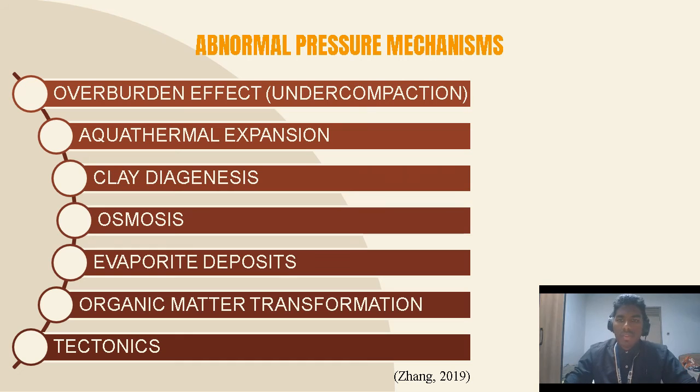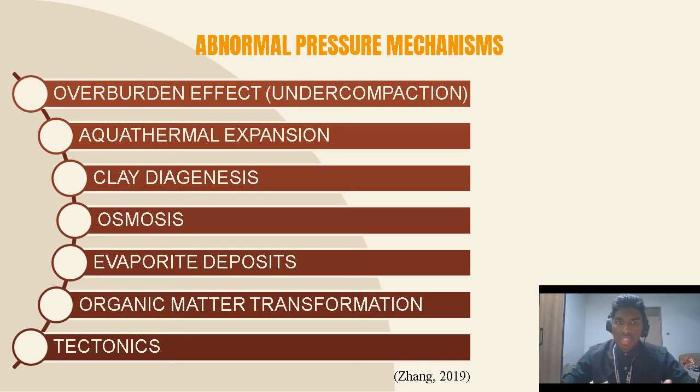So now we look at the abnormal pressure mechanisms. From literature review, a total of 7 mechanisms were identified that contribute to abnormal pore pressure within sedimentary basins worldwide, each having its own unique description. As you can see in this slide, there are overburden effect, which can also be called undercompaction, aquathermal expansion, clay diagenesis, osmosis, evaporite deposits, organic matter transformation, and tectonics.